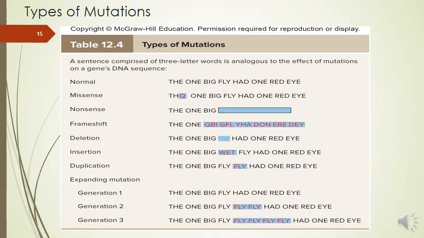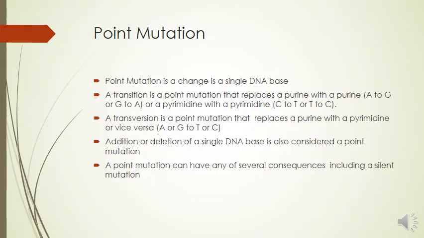If we look at this table, it summarizes types of mutations using an analogy to an English sentence. We can see the English sentence is: one big fly had one red eye. A point mutation is a change in a single DNA base. A transition is a point mutation that replaces a purine with a purine, such as A to G or G to A, or a pyrimidine with a pyrimidine, such as C to T or T to C.